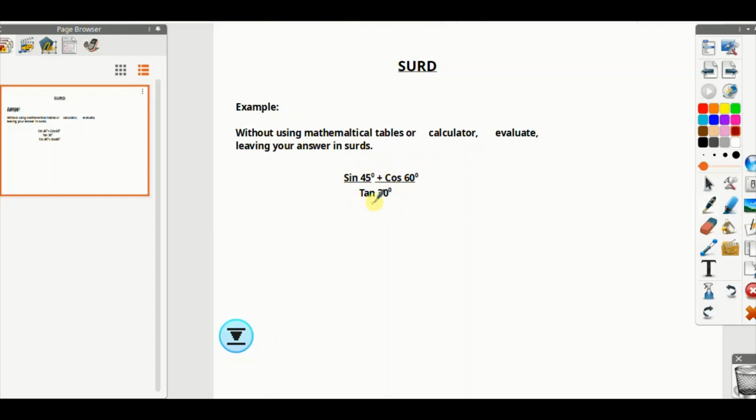What we need to do is derive the trigonometric ratios of sine 45, cos 60 and tan 30. Right. So let's proceed. We have our solution: sine 45 degree plus cos 60 degree all over tan 30 degree. Right. So now let's derive our trigonometric ratios.